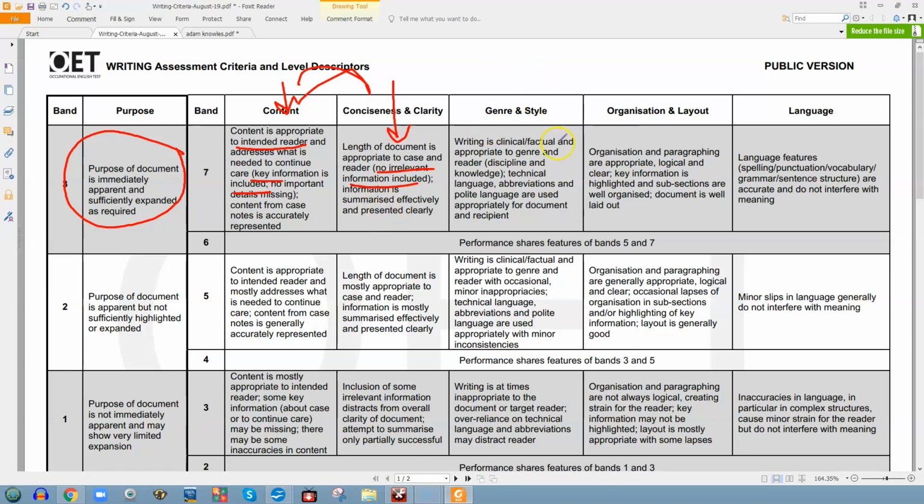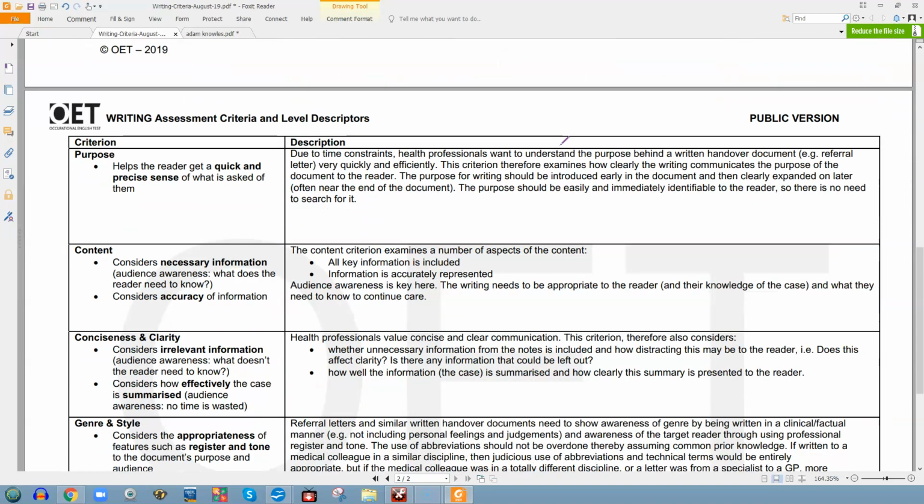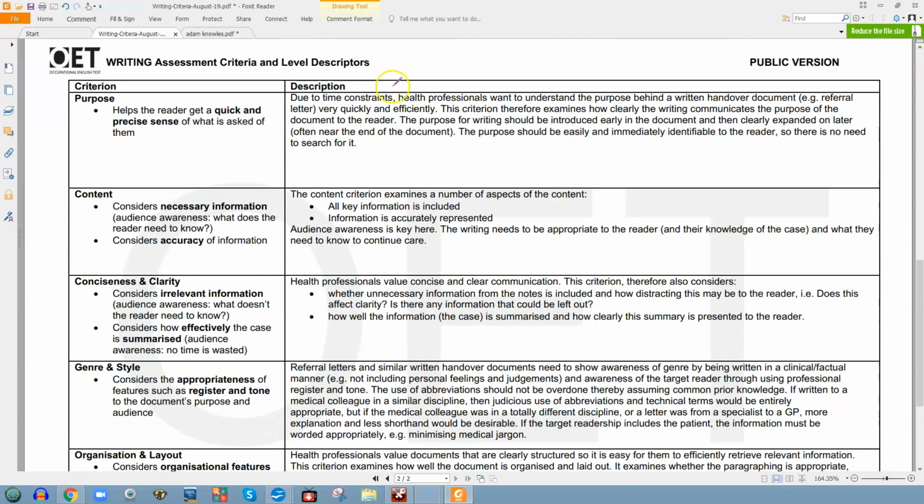present it. Genre style, again, audience appropriate to the reader. This is about the jargon and language. Make sure that it's appropriate for the reader or recipient. Then this refers to how well you tell the story, the layout, is it logical, and then we've got language features at the end. You can find this on the OET official site. You can download this. Purpose, so quick, precise: dear reader, I want you to do blah blah blah. Again, quickly, efficiently, immediately identifiable.